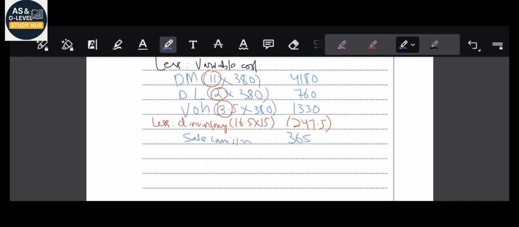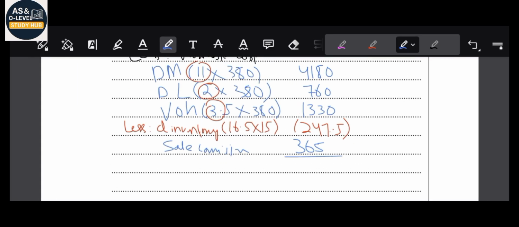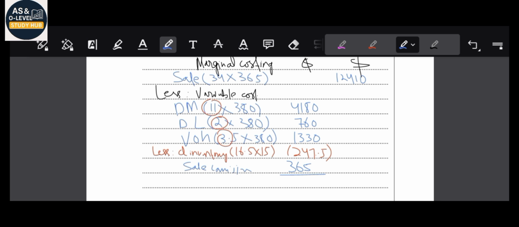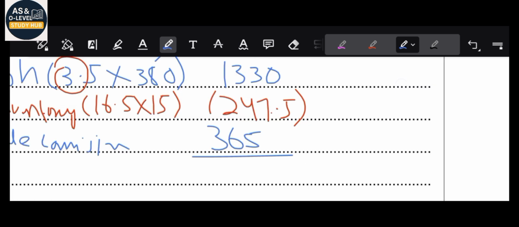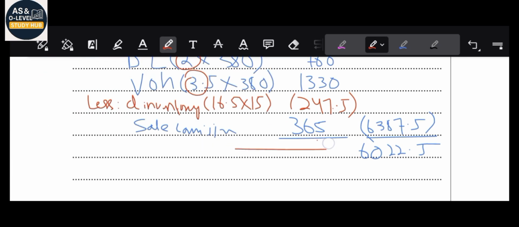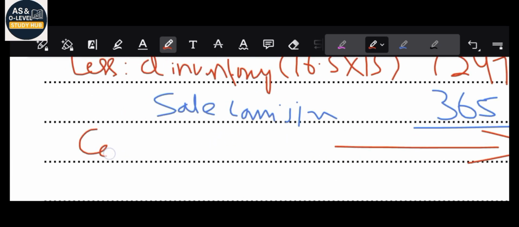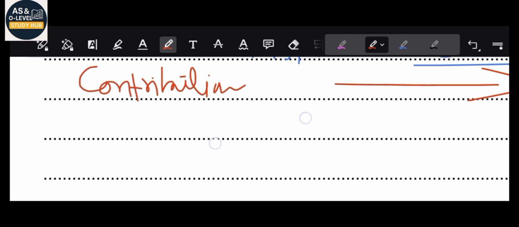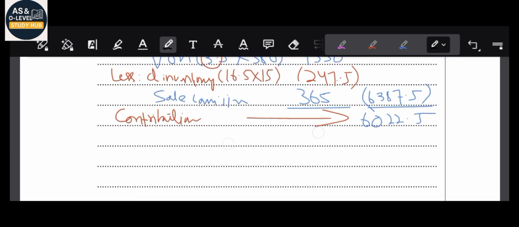So now we will add up all of these variable costs and subtract them from the sales. This is how we will get our contribution. So let's do it. The total is 6387.5. We will subtract this from the sales. The answer is 6022.5. This is our contribution. Now we will give another heading, that is, less fixed cost.